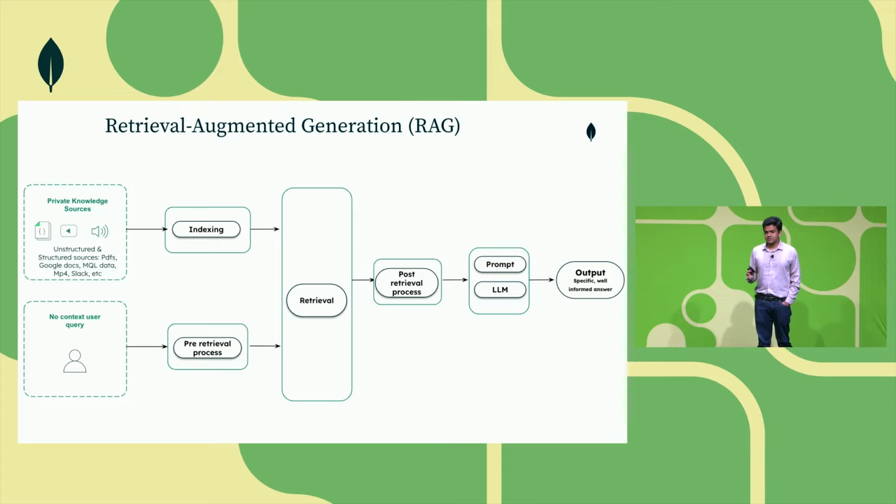So once this process is done, you're ready for user queries, where on the bottom left, you can see the user asks a question that gets passed on to a pre-retrieval process, which gets onto a retrieval system. And based on the retrieved results, you put that into a post-retrieval process, pass it on to your large language model along with a prompt. And that's how you get to a point where you get a specific, well-informed answer.